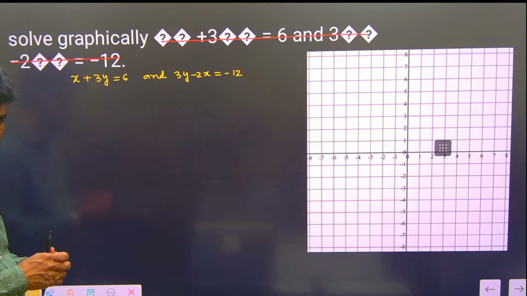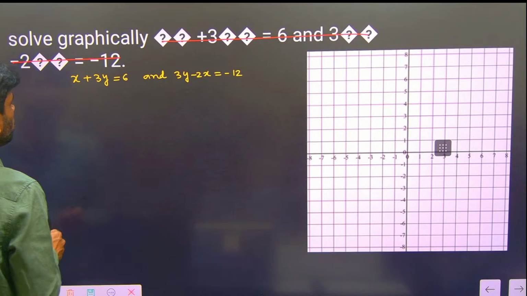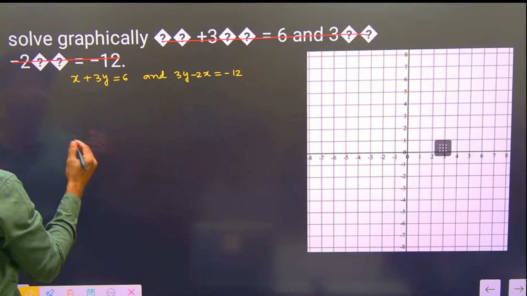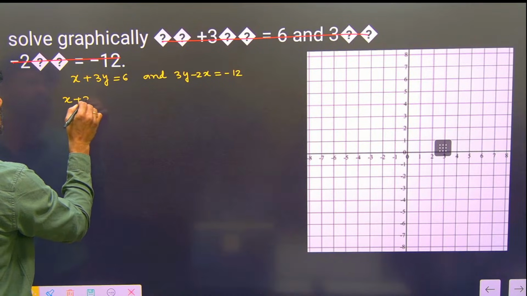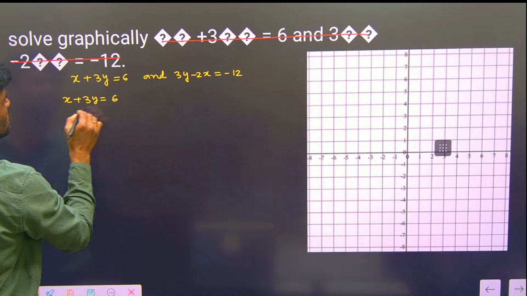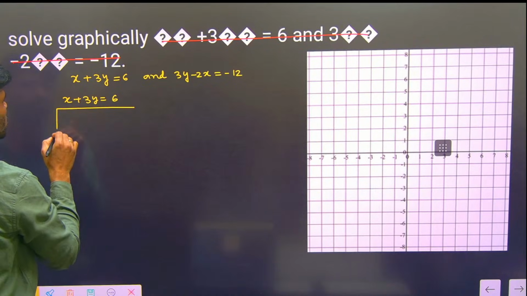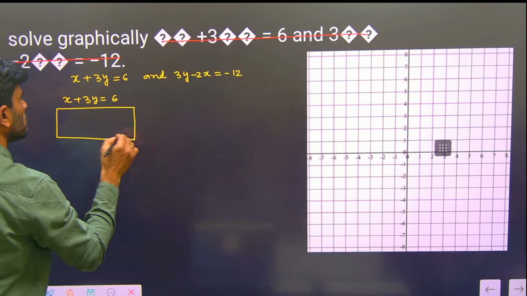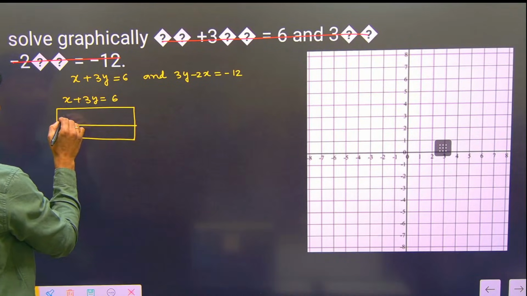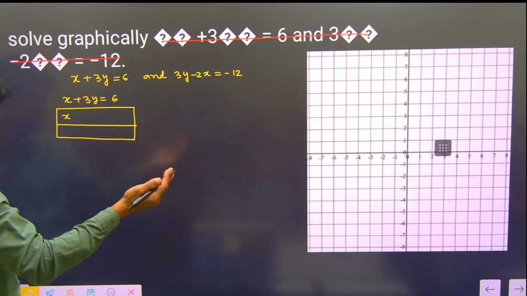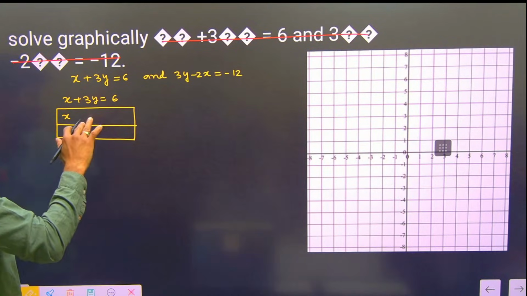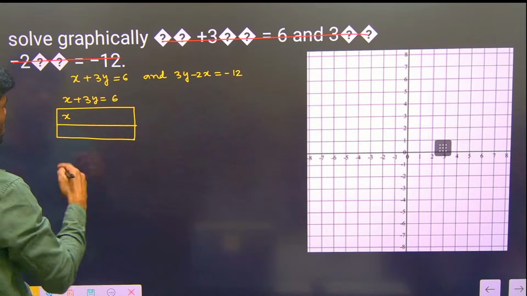Hope all of you got the points. Now let's see how to find the points and how to locate them. First equation I am taking, x plus 3y is equal to 6. Draw one table. There also you have to check like this only. In the exam, on the back side of the paper or in front of the graph, before the graph, in whatever answer sheet you have, you have to draw the table. On the graph paper you have to draw the lines.